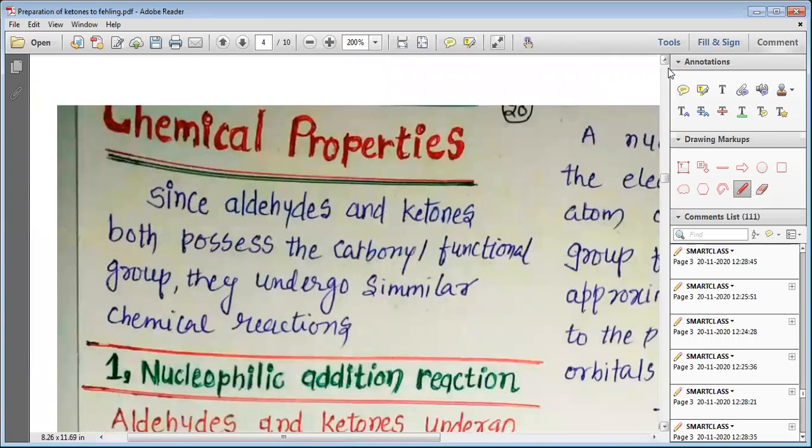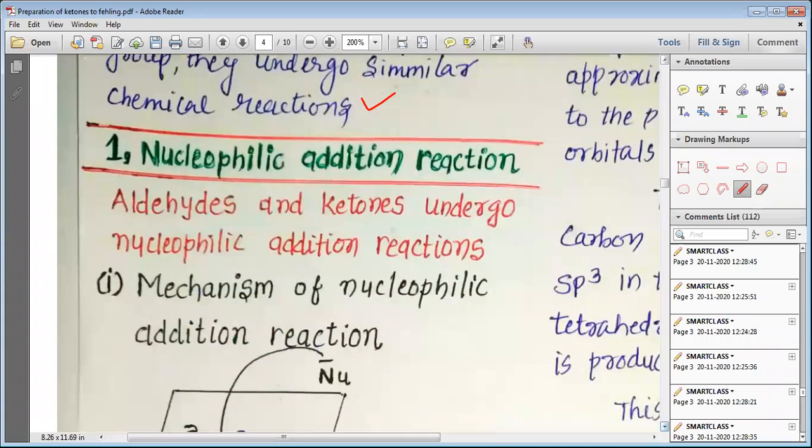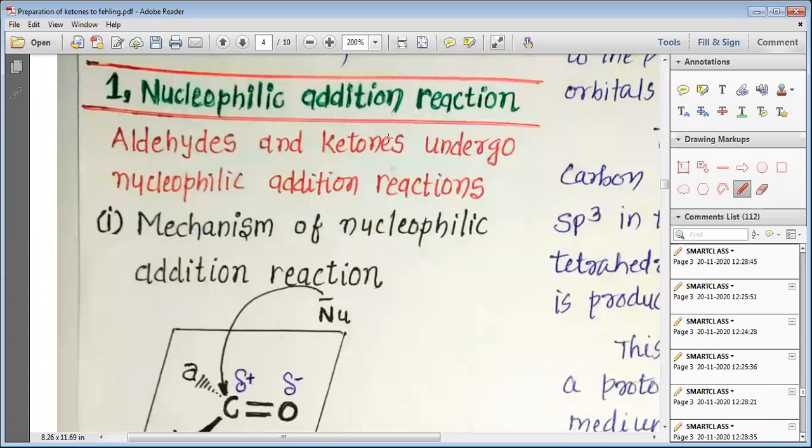Then, my dear students, we are going to study the chemical properties of these compounds. Since aldehydes and ketones both possess the carbonyl functional group, they undergo similar chemical reactions. The first type of chemical reaction we are going to study is the nucleophilic addition reaction. Aldehydes and ketones undergo nucleophilic addition reactions.